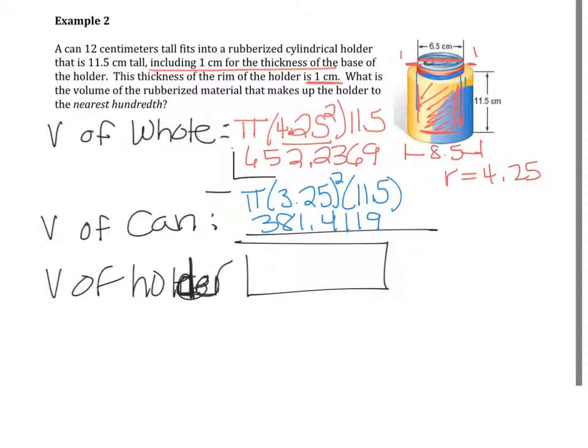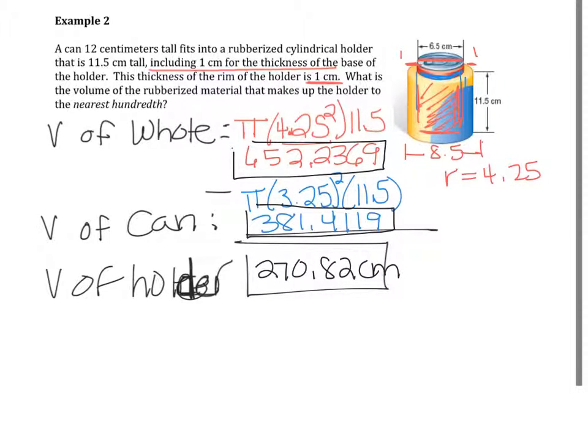So we're going to take these two values and subtract them. And what we're left with is 270.82 cubic centimeters as the final output, or the final volume of the rubberized material.